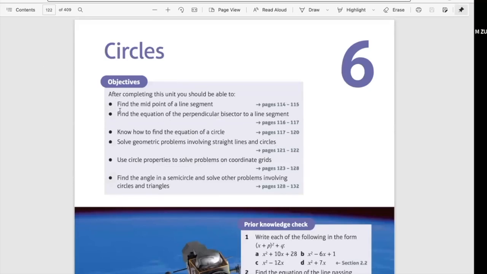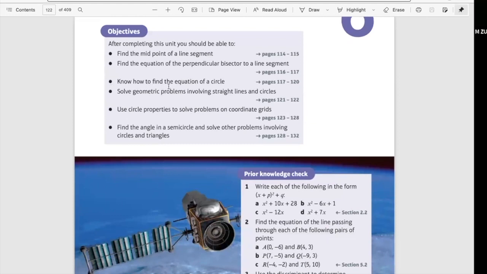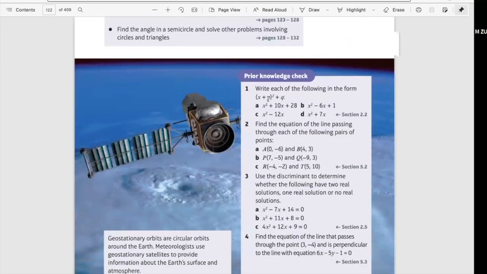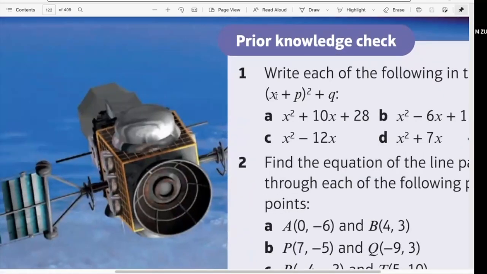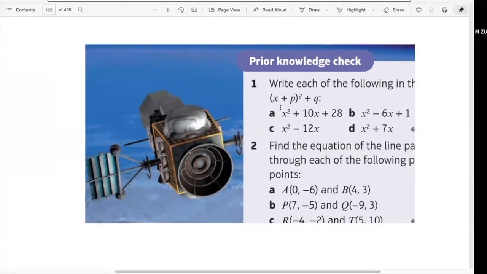So what are our objectives? Find the midpoint of the line segment: straight away the formula of midpoint and nothing else. Find the equation of perpendicular bisector to the line: same as chapter 5, perpendicular m1 into m2 equals -1. Bisector, we already have the midpoint from the previous point. Know how to find the equation of circle. Now, how to find the equation of circle? Firstly, it is strongly related to completing square form. If you can't recall, x plus p whole square plus q. Generally, it was h and k.